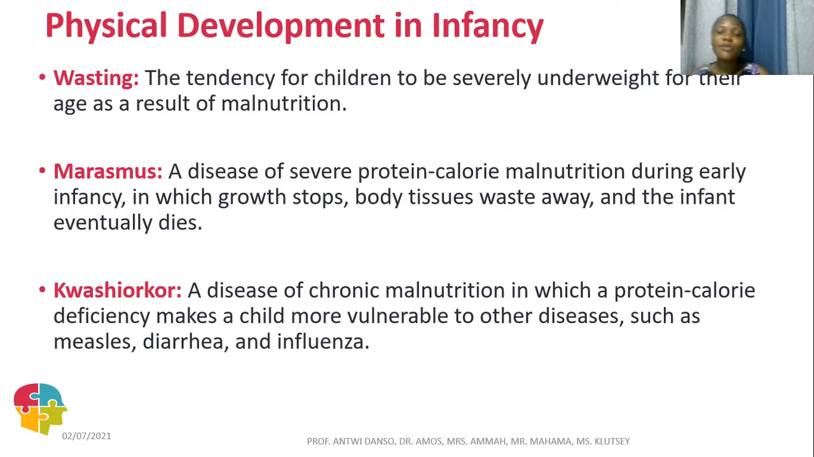Then we have kwashiorkor. I think most of us would have heard of it before. It is also chronic malnutrition because the child is not having enough quantity of the food. So it is a protein calorie deficiency. It makes the child vulnerable to other diseases, such as measles, diarrhea, influenza, cholera, etc.